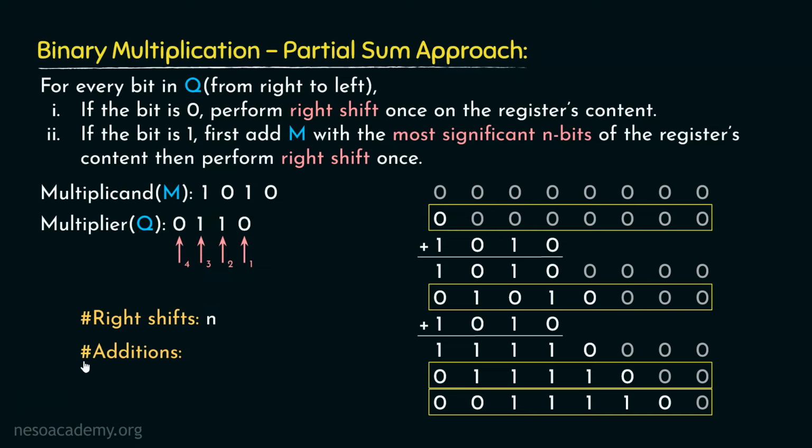Now how many times did we perform the additions? Here it is 2. And why these additions happened? These two additions happened because of these two bits. Whenever we came across 1, we are supposed to perform addition. So the number of additions can be determined by the number of ones in Q, that is the multiplier. Now these two rules are pretty important for this partial sum approach. And this is how the binary multiplication using the partial sum approach is carried out.